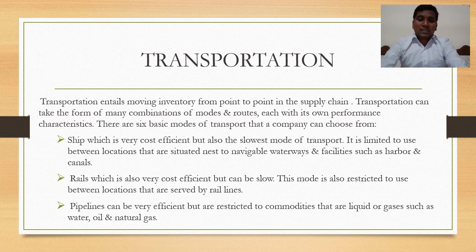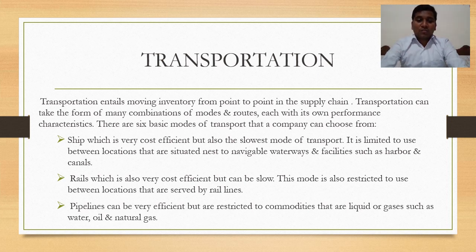Transportation. Transportation entails moving inventory from point to point in the supply chain. Transportation can take the form of many combinations of modes and routes, each with its own performance characteristics. There are six basic modes of transport that a company can choose from. Ship, which is very cost efficient but also the slowest mode of transport. It is limited to use between locations that are situated next to navigable waterways and facilities such as harbors and canals.